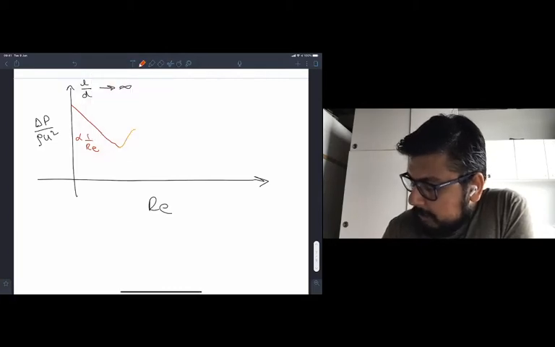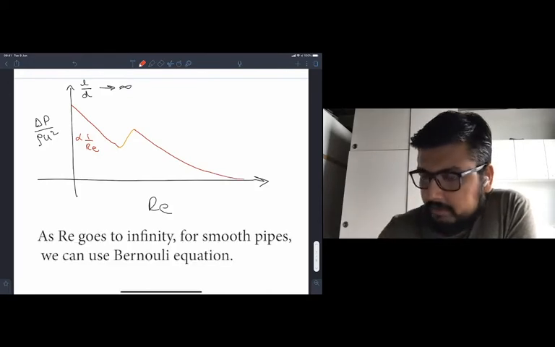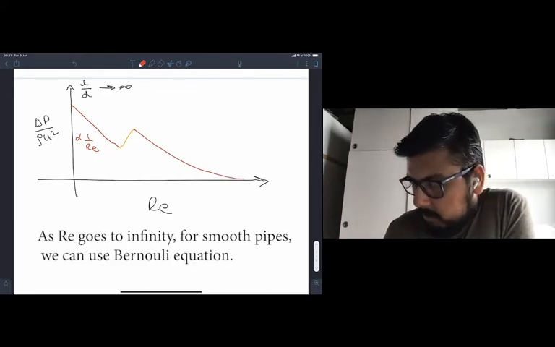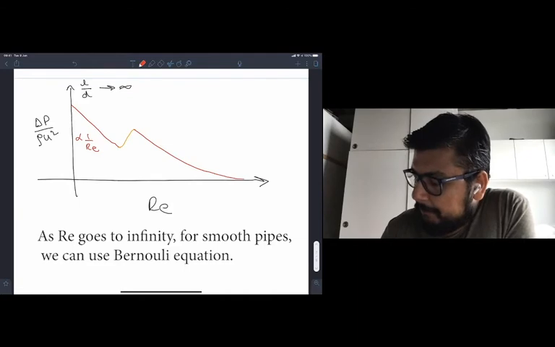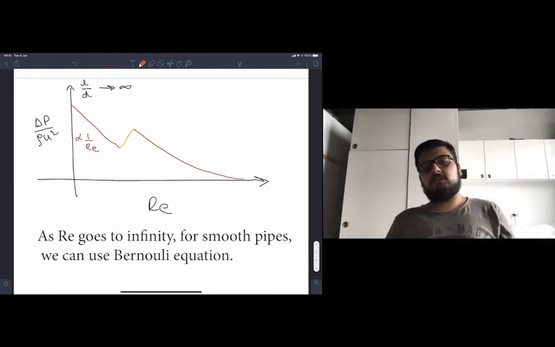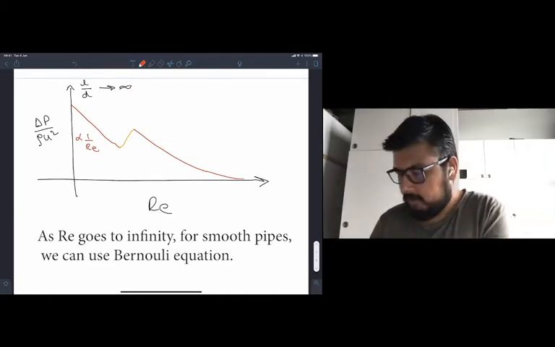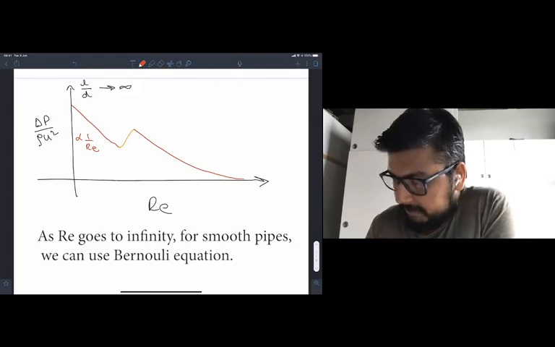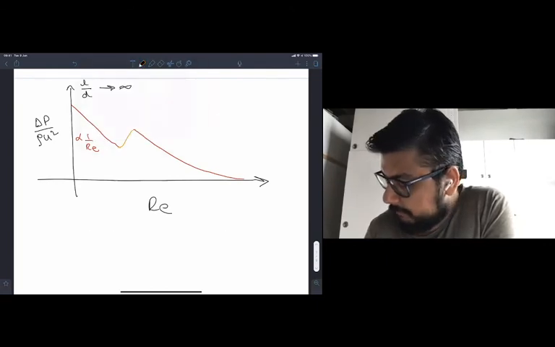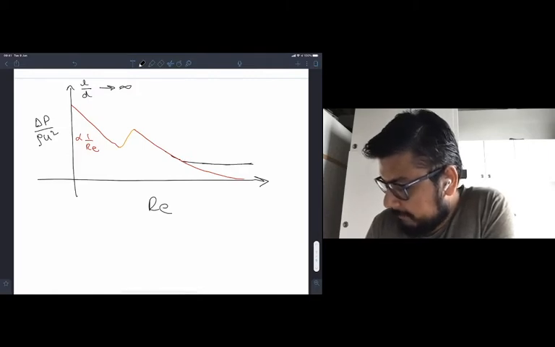And then for smooth pipes, we expect that the pressure drop will decrease as Reynolds number goes to infinity. However, this is not quite what we see in real life. So in real life, we find that in the later stages, this pressure drop actually goes to a constant value.